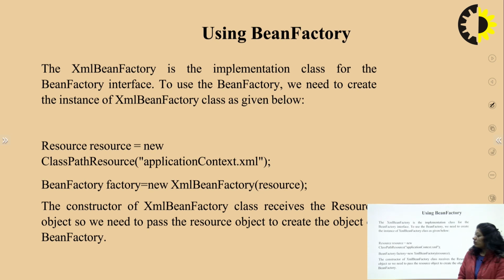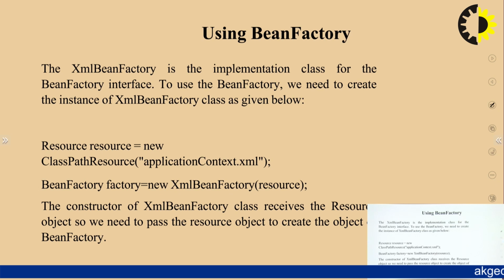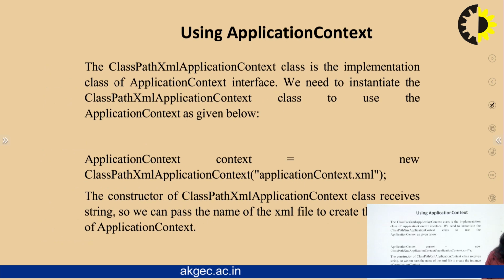Now, what is the use of bean factory? The XmlBeanFactory is the implementation class for the bean factory interface. To use the bean factory, we need to create an instance of the XmlBeanFactory class as given below. We have resource equals new ClassPathResource. We will add the class path in there. Suppose I have written applicationContext.xml. Now we will create the object through new, and the constructor of the XmlBeanFactory class receives the resource object. So we need to pass the resource object to create the object of bean factory.